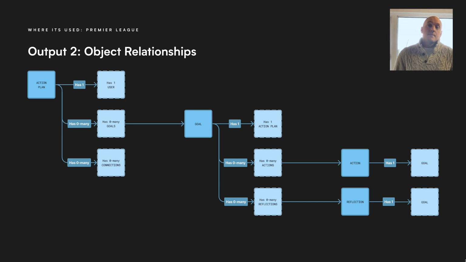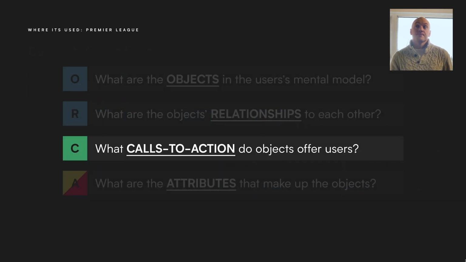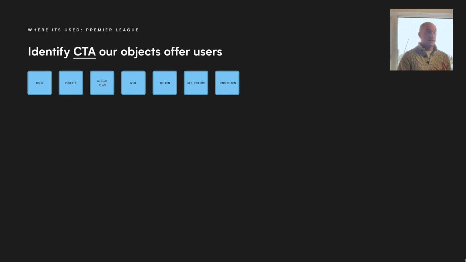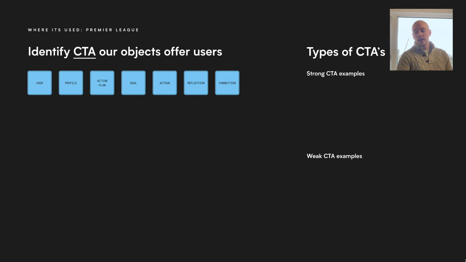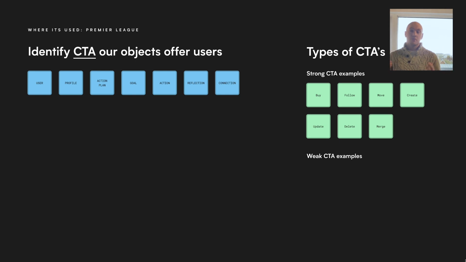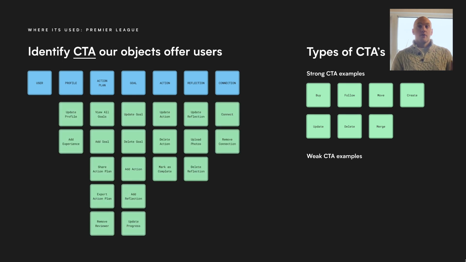So next up, what call to actions do the objects offer our users? Because Premier League's already got an app, we could work out what those call to actions are, but what we wanted to do is work out the different types of call to actions. In ORCA, we've got two types. The first are strong call to actions, and examples of that would be buy, follow, move, create, update, delete, merge, just to name a few. And we managed to find all of those by going through our UX audit and listing out each of those call to actions against our objects.